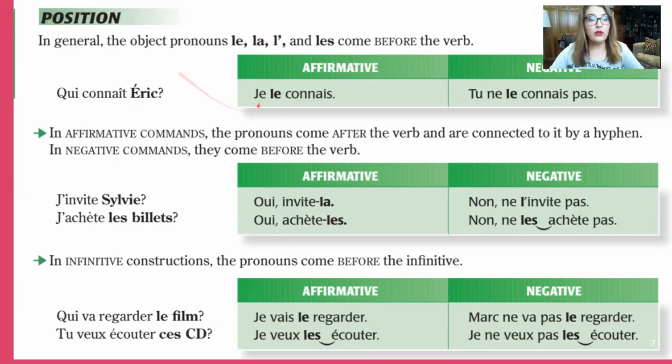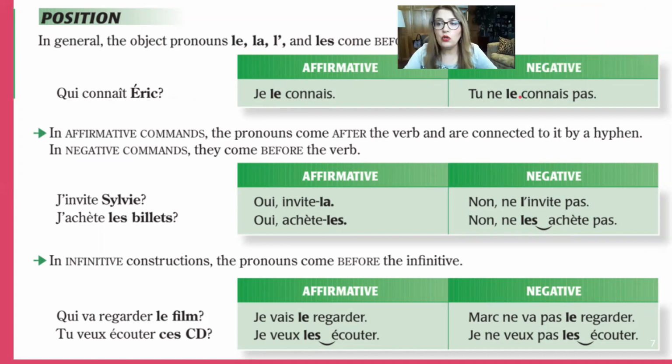The position. So where do we place these object pronouns? In general, the object pronouns le, la, l' apostrophe, and les come before the verb, just like me, te, nous, and vous. Qui connaît Eric? Who knows Eric? Je le connais for affirmative. Je le connais, here before the verb. And for the negative, je ne le connais pas. So still le is before the verb, but it's preceded by ne, and both le and the verb precede the pas. So ne and pas are around le connais.